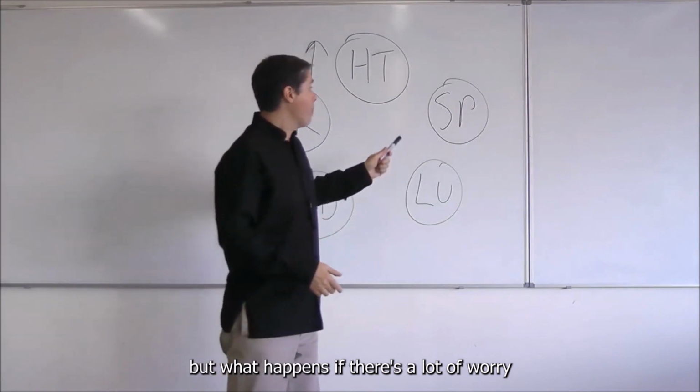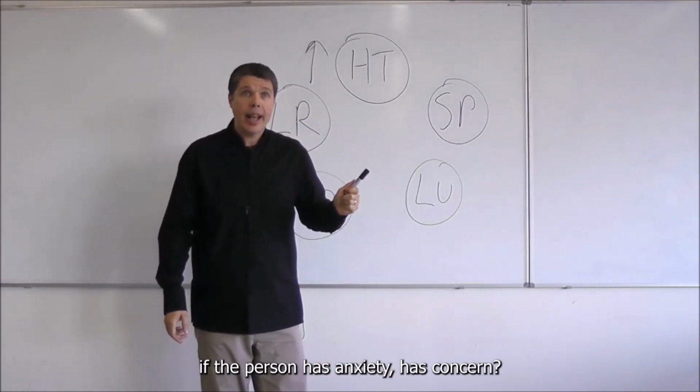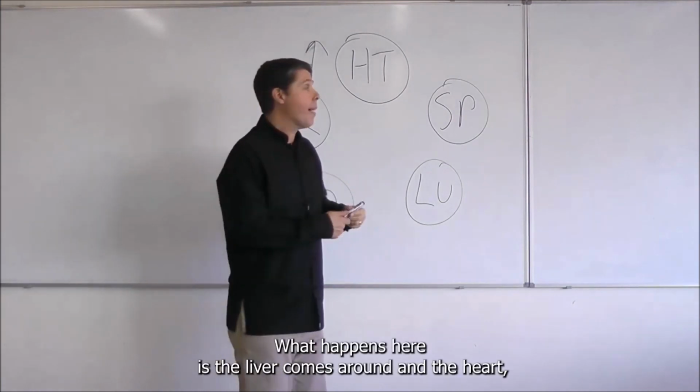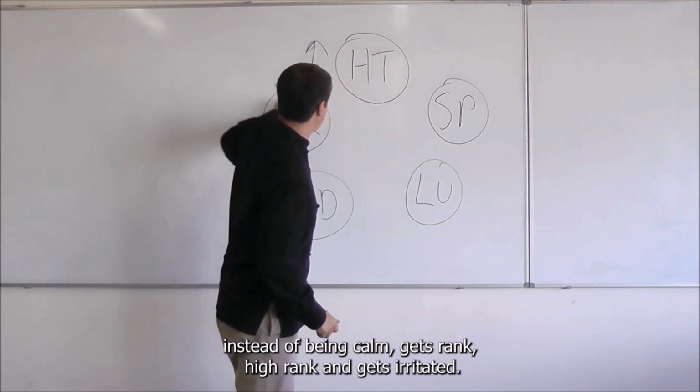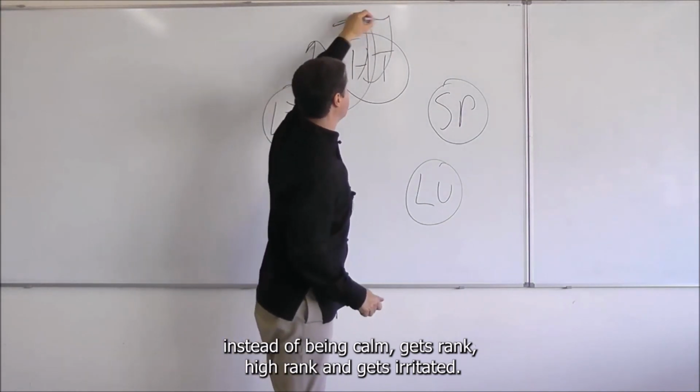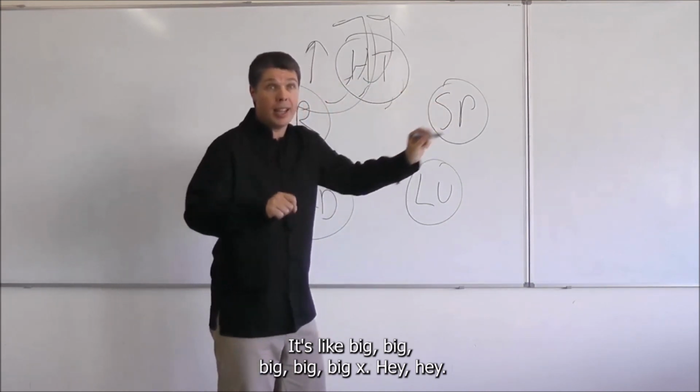But what happens if there's a lot of worry, if the person has anxiety, has concern? What happens here is the liver comes around and the heart qi, instead of being calm, gets irritated, agitated, over and over.